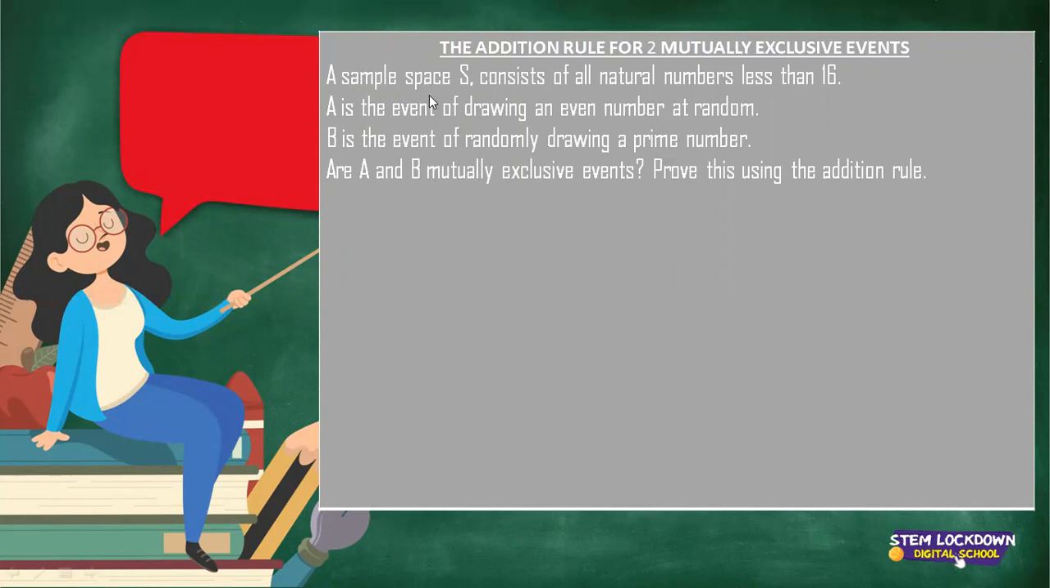A sample space X consists of all natural numbers less than 16. That means the sample space has 15 elements, from 1 to 15. A is the event of drawing an even number, and B is the event of drawing a prime number. Now, are A and B mutually exclusive? What do you need to do? You need to write out the sample space and list out all the elements of A as well as all the elements of B. Then from there, we can use our addition rule to see if the events are mutually exclusive or not.